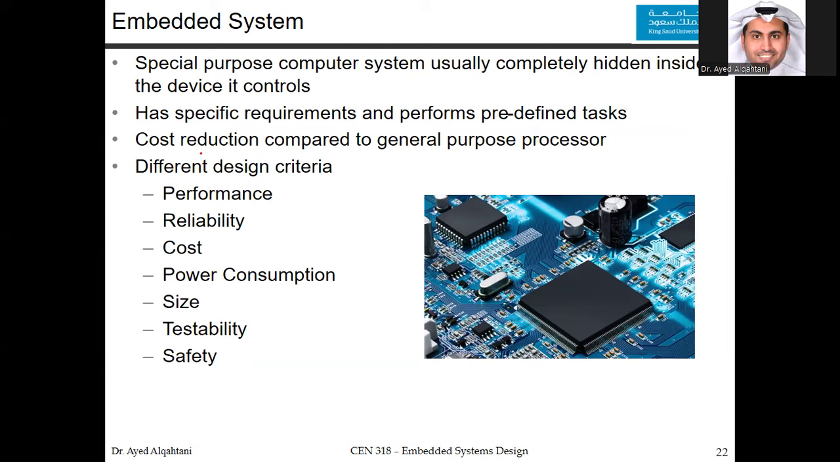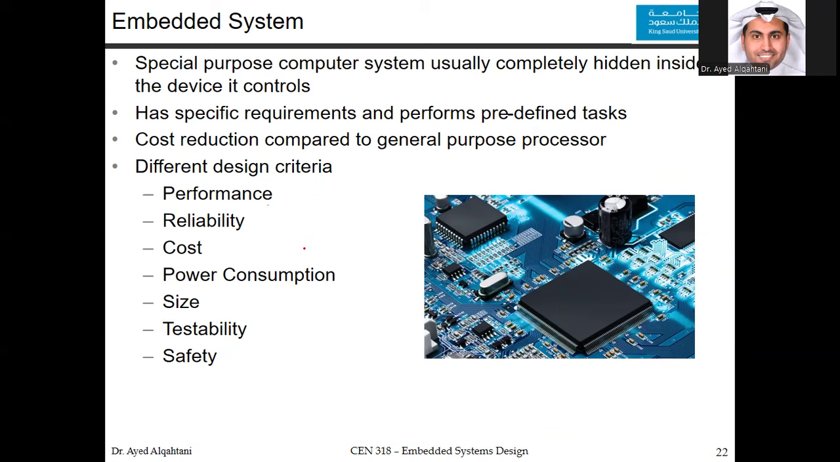One of the advantages of the embedded system is the cost reduction. And if you compare this to a general purpose computer, the CPU is maybe hundreds or sometimes thousands of times more expensive than a microcontroller. They differ in many criteria, like the performance, the reliability, the cost, the power consumption, the size, the testability, or the design for testability, and also the safety. The more properties or features that you have in the embedded system or in the microcontroller, the pricier it gets.